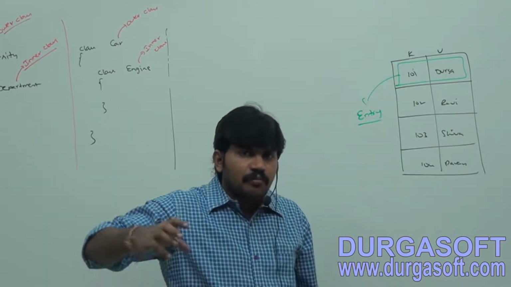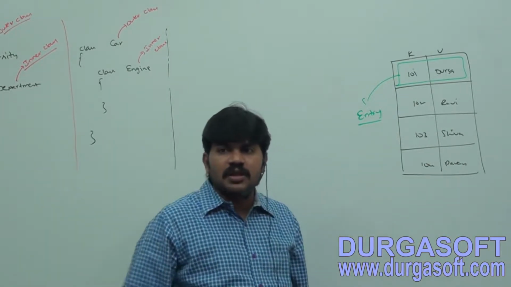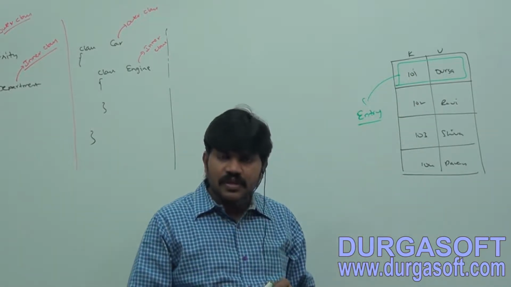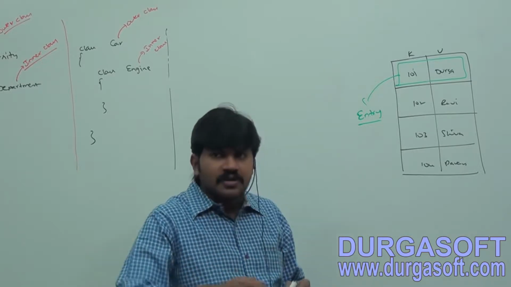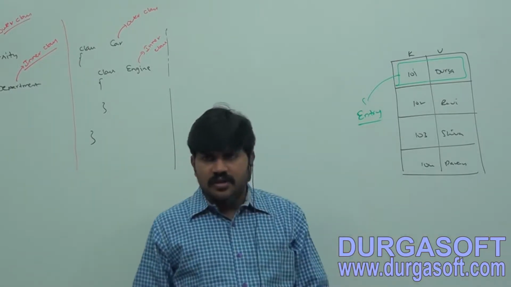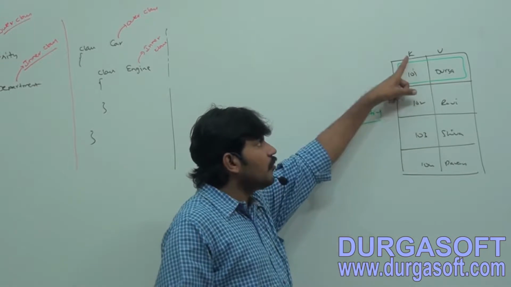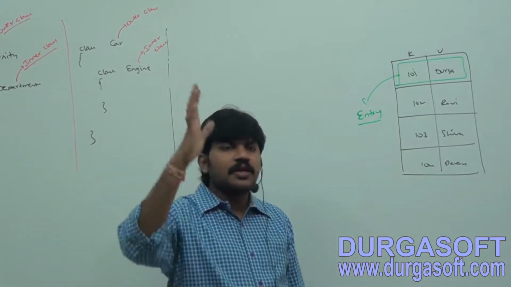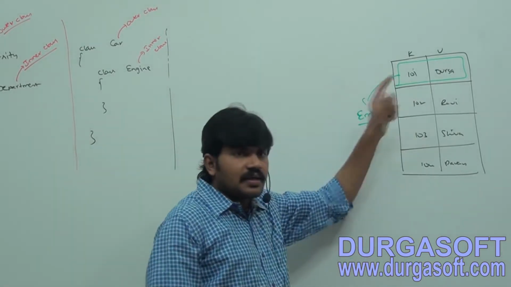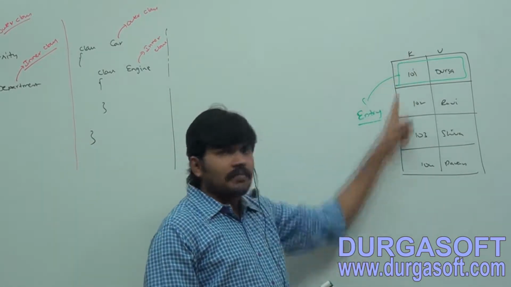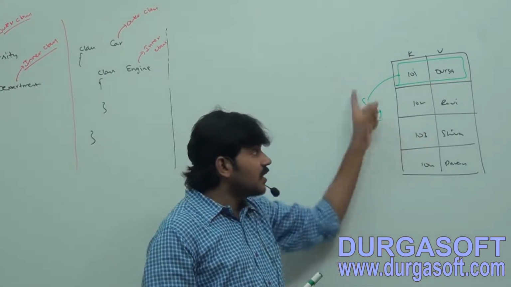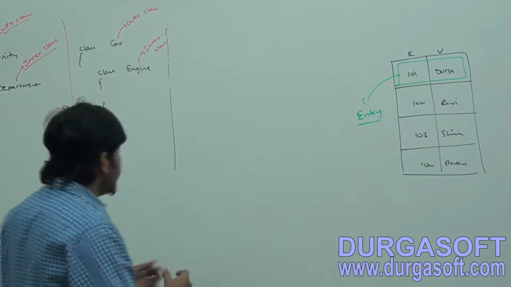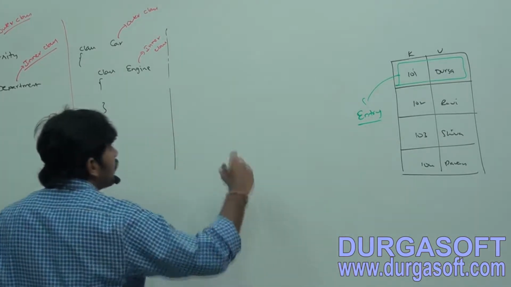Without existing map object, is there any chance of existing entry object? Because entry is always part of the map. Sir, if map is not there, entry is also not there. So without existing map, there is no chance of existing entry. That's why interface Entry is defined inside Map interface. Are you getting that? Interface Entry is defined inside where? Map interface, right? That's why, just observe, it is not my own creation.